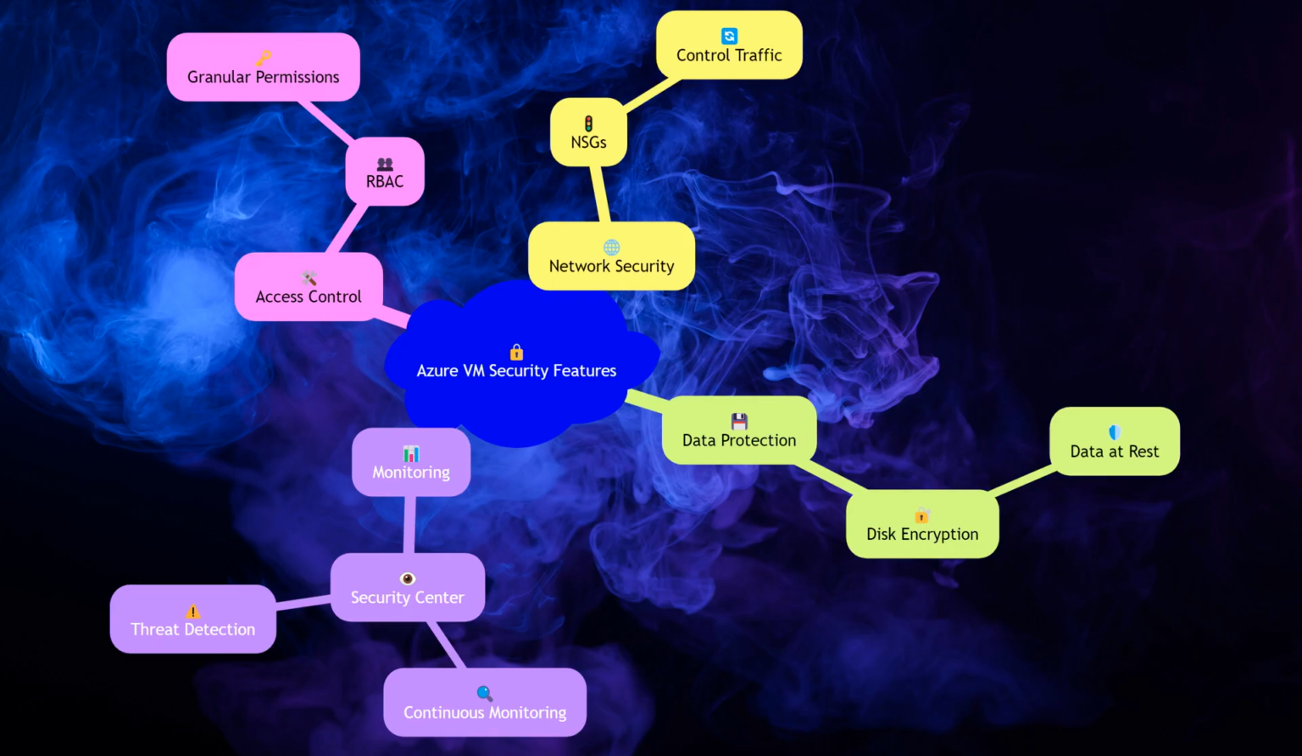Azure VMs come with a range of built-in security features to protect your data and applications. These include network security groups, NSGs, to control inbound and outbound traffic, Azure Disk Encryption to secure data at rest, and Azure Security Center for continuous monitoring and threat detection. Additionally, Azure VMs support role-based access control, RBAC, allowing you to define granular permissions for users and applications. These security features help ensure that your VMs and data are protected against unauthorized access and potential threats.